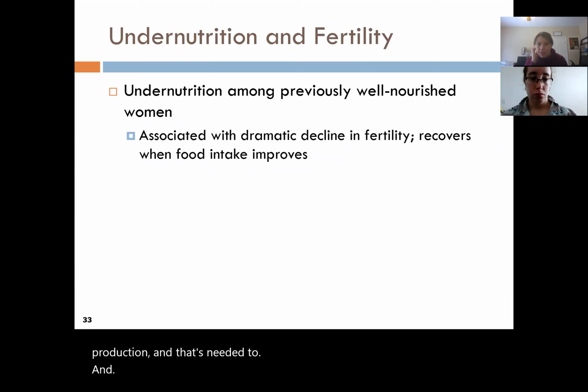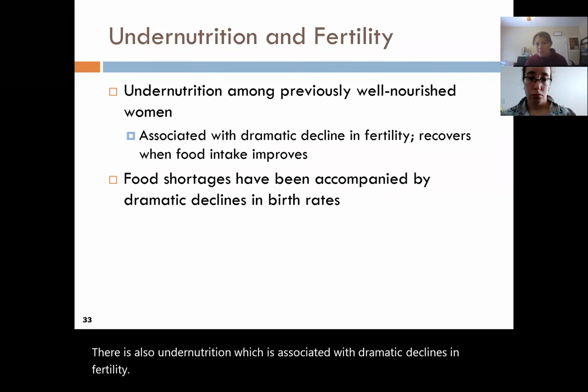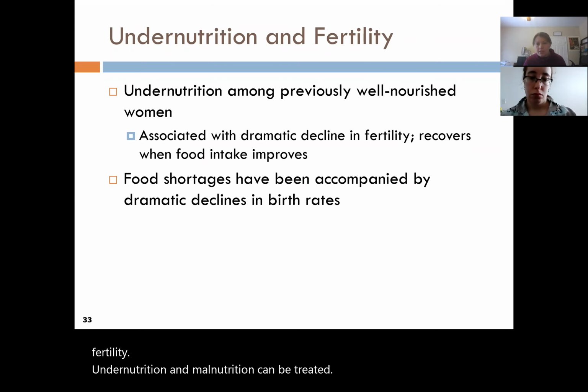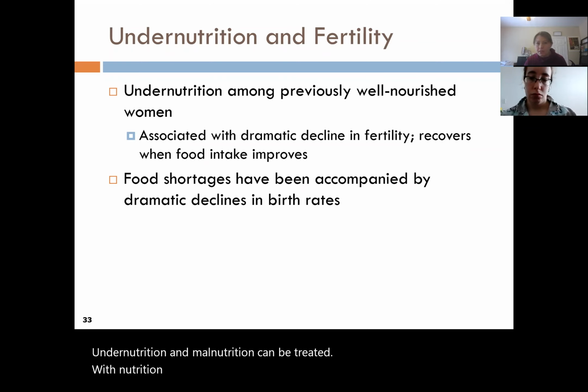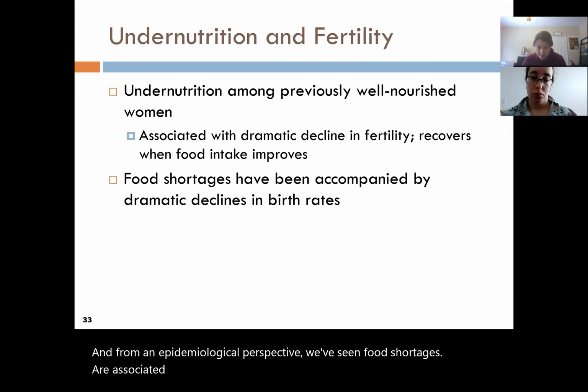There's also undernutrition, which is associated with dramatic declines in fertility. Undernutrition and malnutrition can be treated with nutrition intervention, and usually fertility can recover when food and nutrition status are improved. And from an epidemiologic perspective, we've seen food shortages are associated with dramatic declines in birth rates. Areas where malnutrition is prevalent also tend to have declined birth rates.